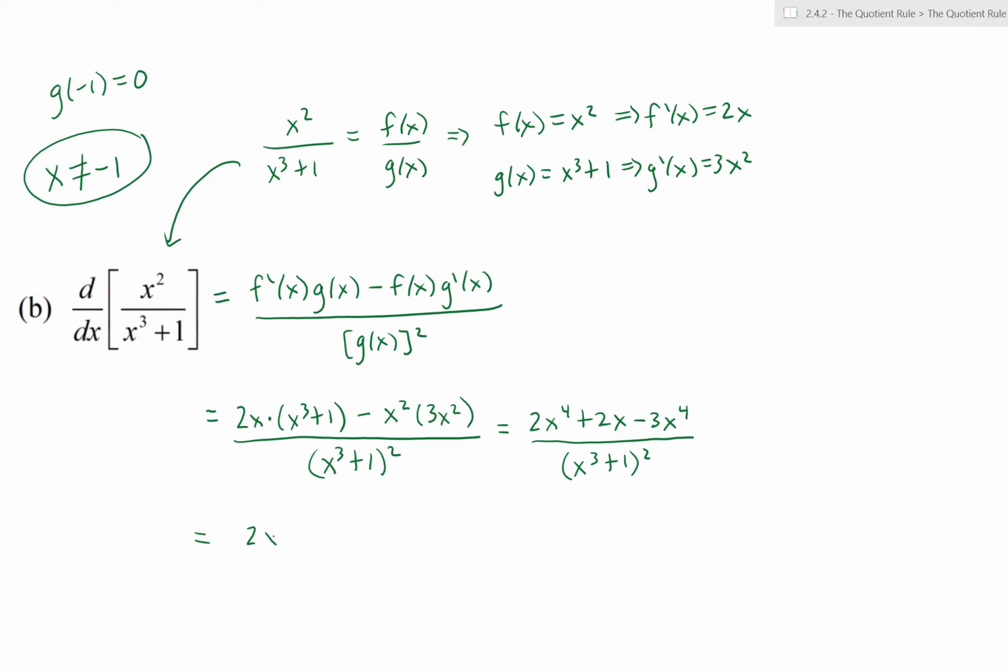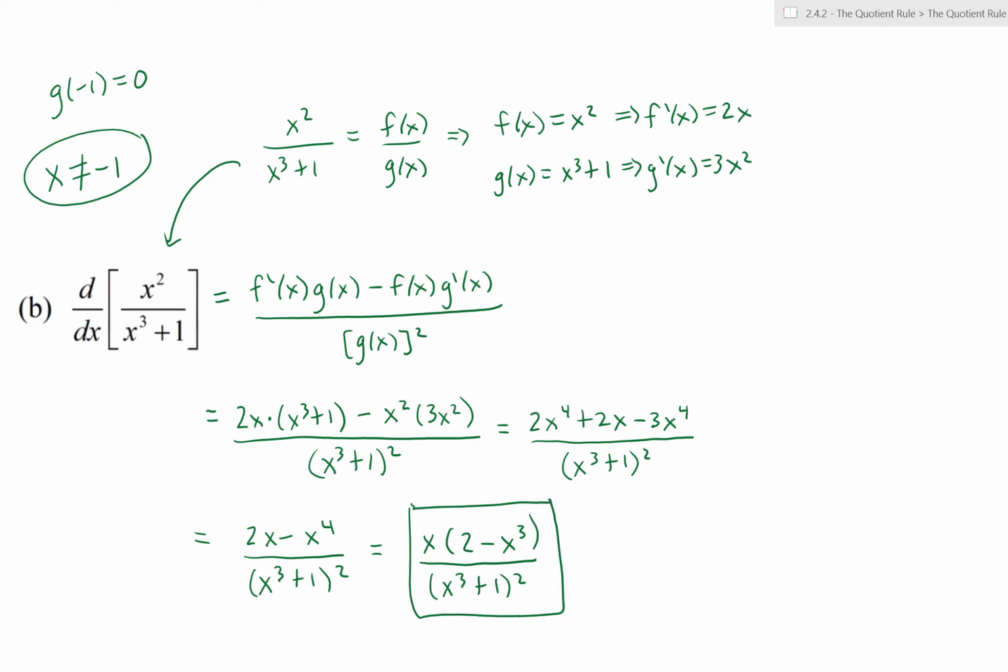What do we get? 2x minus an x to the 4th all over x cubed plus 1 quantity squared. And why not? Let's just factor out the common factor of the x on top to get x times the quantity 2 minus x cubed there, all over x cubed plus 1 quantity squared. That's about as good as it's going to get here. You could factor, but there's not going to be anything else that's going to simplify once I factor out those cubics. So there you have it. There's another example of using the quotient rule. So we're doing pretty good here.